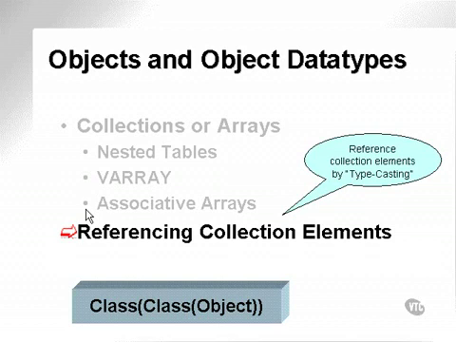How do we reference collection elements? How do we reference nested tables, V-arrays, and associative arrays? Generally, they are referenced using what is called in the object world typecasting. This is what a typecast looks like.